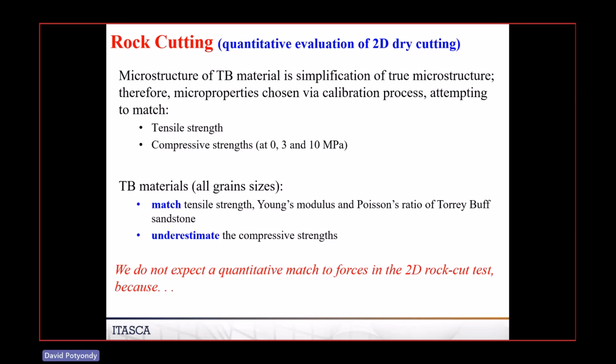Now, here's the question for you. I'm going to argue that we cannot expect to get a quantitative match in this 2D test. And why is that? Any ideas? Think about the question: what is actually a 2D PFC model compared to a 3D? A 3D model is really spheres, really packed in 3D space. That should really behave like a true 3D thing.